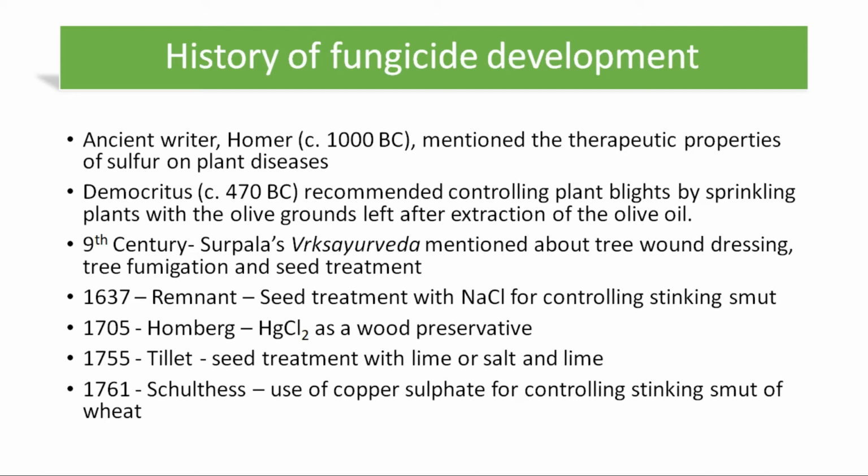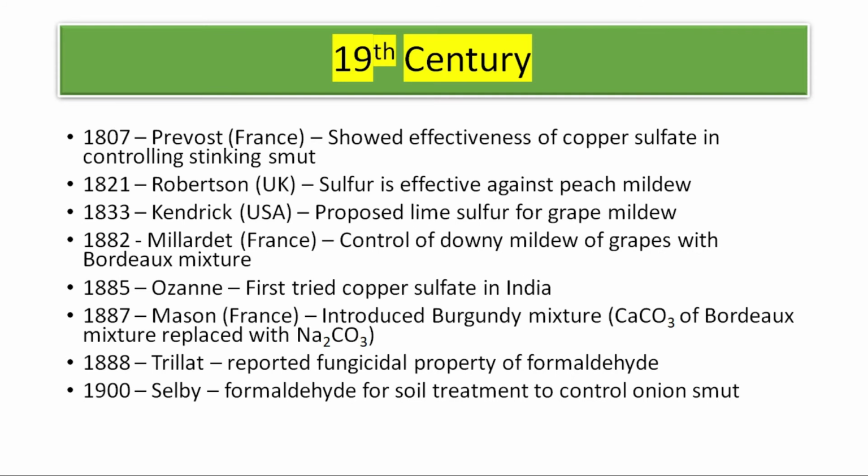In 1761, use of copper sulfate was reported for managing stinking smut of wheat. So perhaps this is the first use or report of use of copper sulfate. Later on, we will see how copper sulfate has been used extensively for plant disease management. In the 19th century, we have some important developments as far as fungicides are concerned. In fact, the base of chemical management of plant diseases started in the later part of the 19th century.